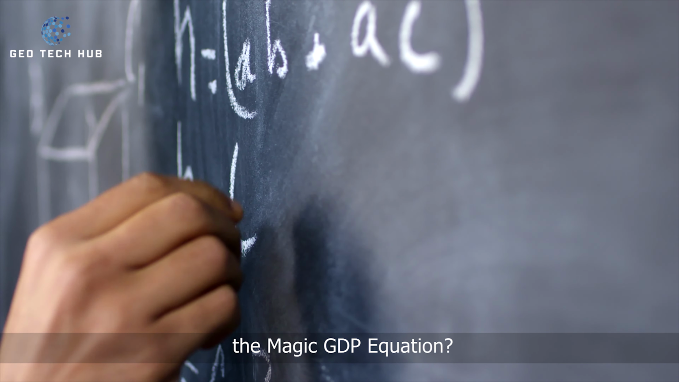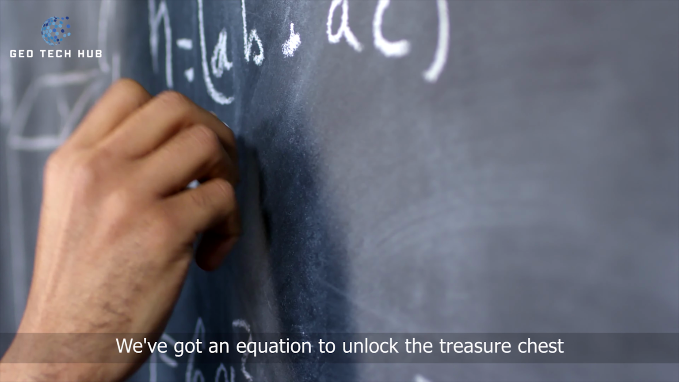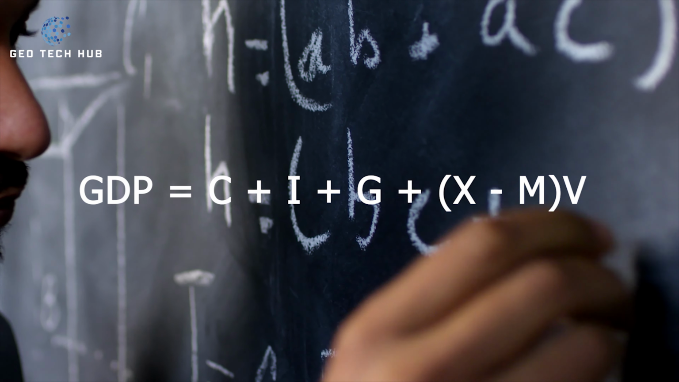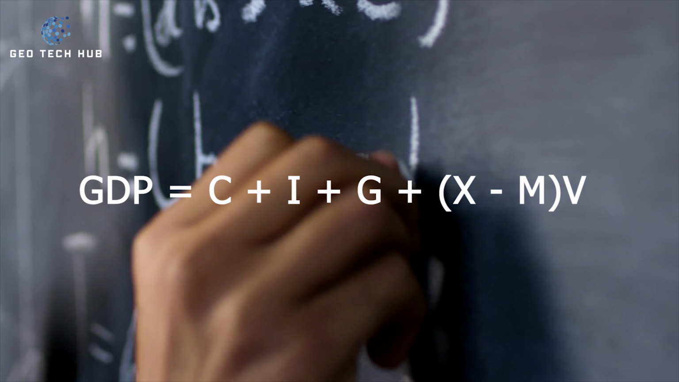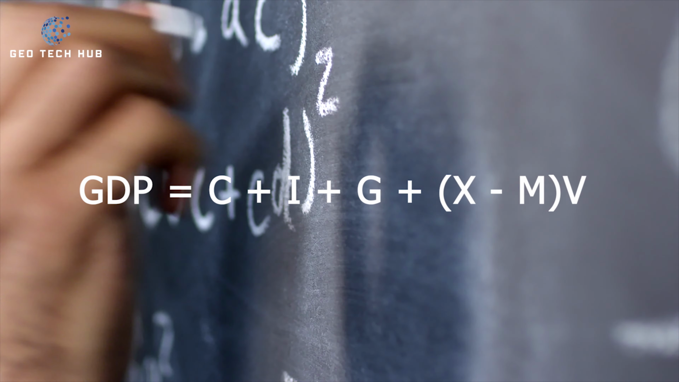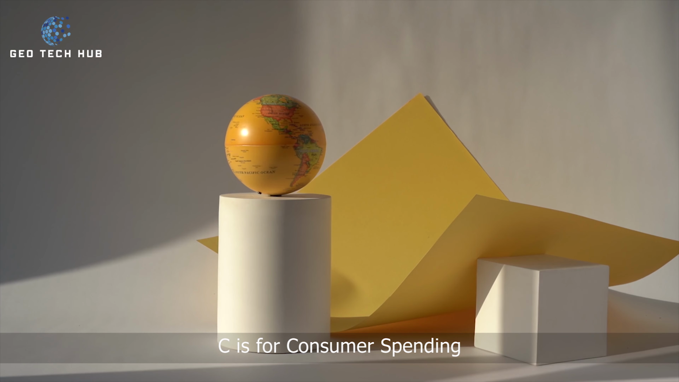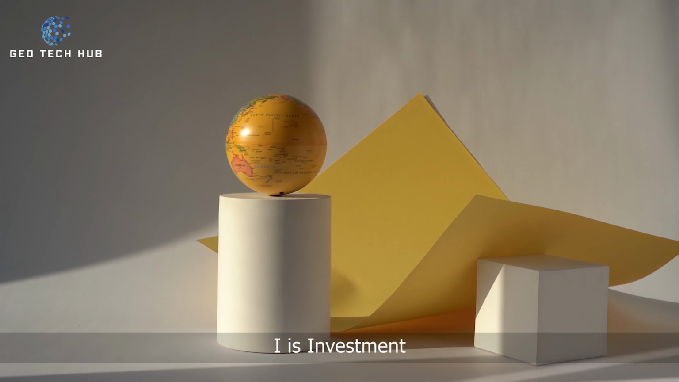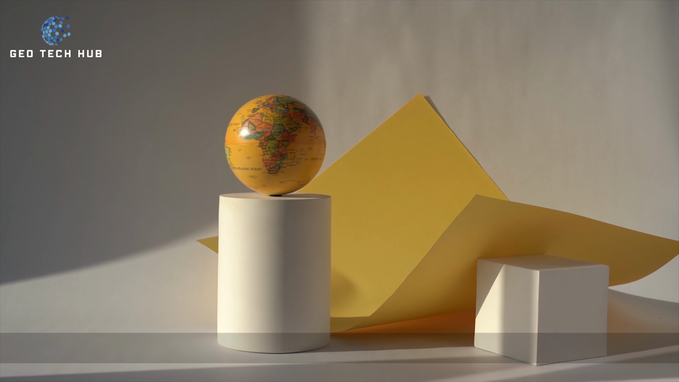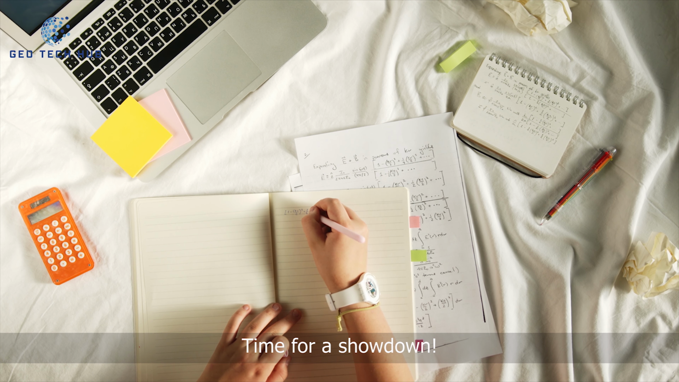Do you want to know the magic GDP equation? We have got an equation to unlock that treasure chest. Here you can see this equation, or you can consider it a formula to calculate a country's GDP. C is for consumer spending, I is for investment, G is for government spending, X means exports, M is for imports.